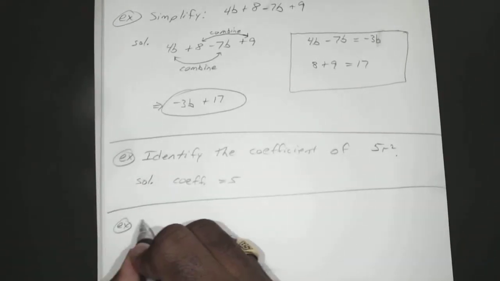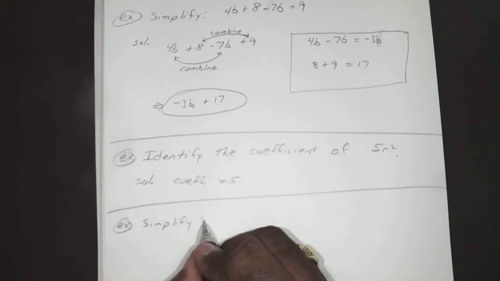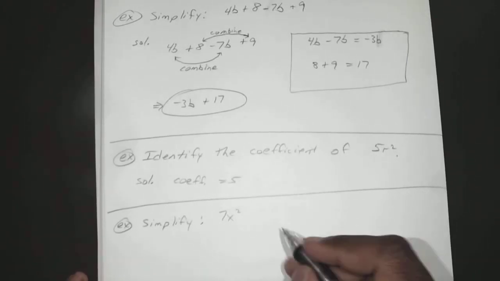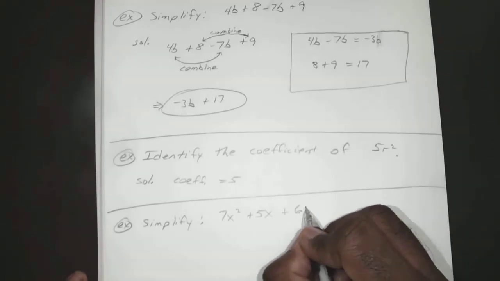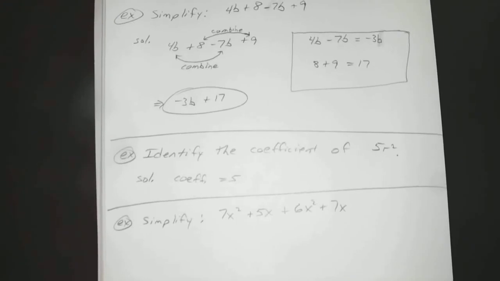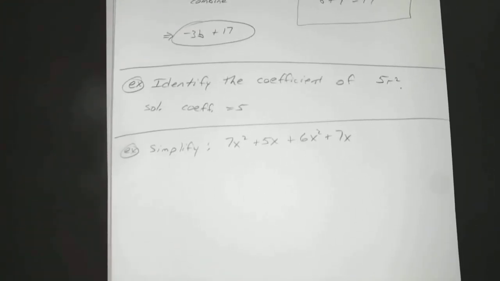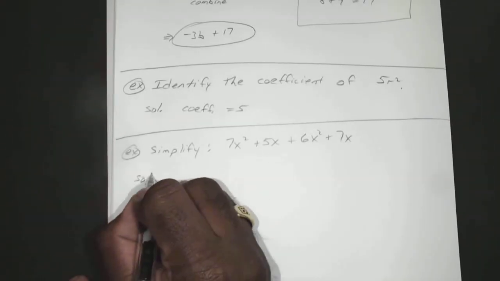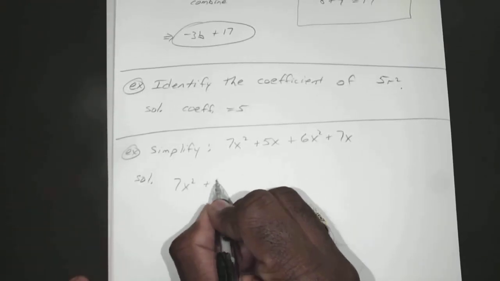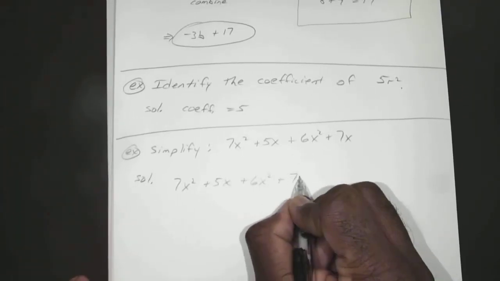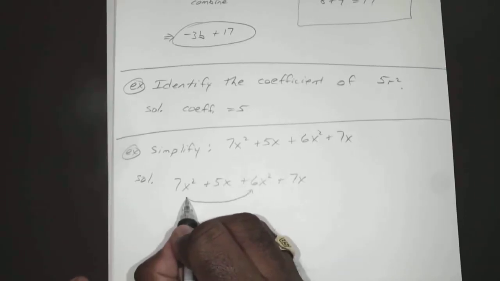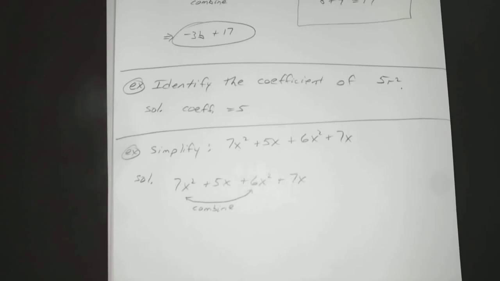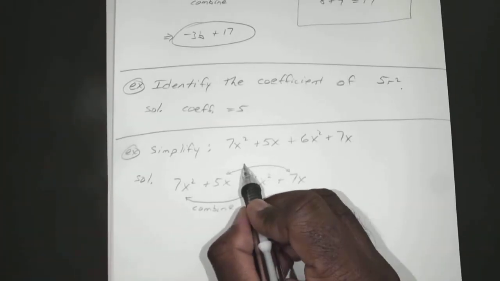Okay, so what if we wanted to simplify 7x squared plus 5x plus 6x squared plus 7x? Remember, they have to be exactly the same to combine them. Even though all 4 of them have an x, you can't combine an x term with an x squared term, just like you can't combine an x squared with an x to the 3rd term. The only 2 you can combine are those, because they're both x squared, and those 2 because they're both x.